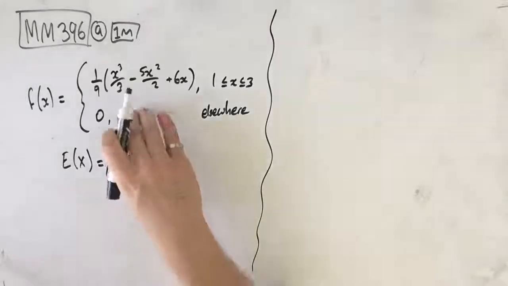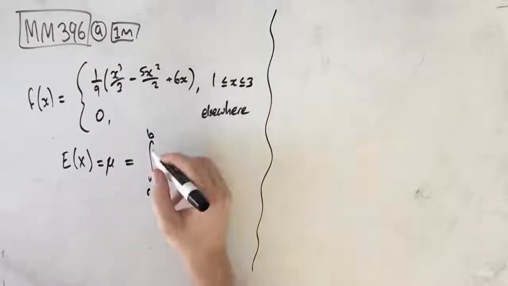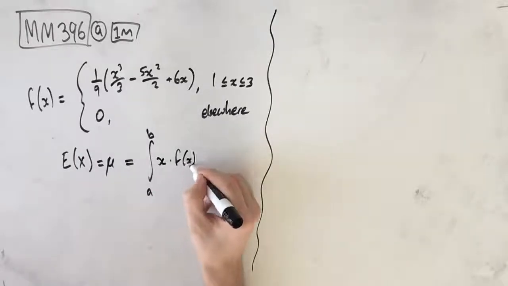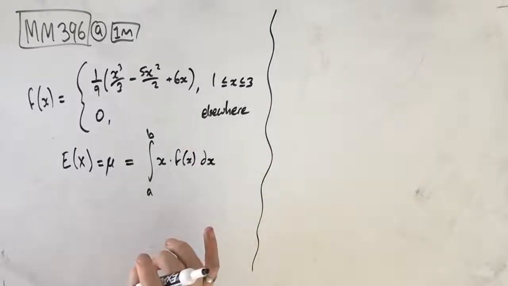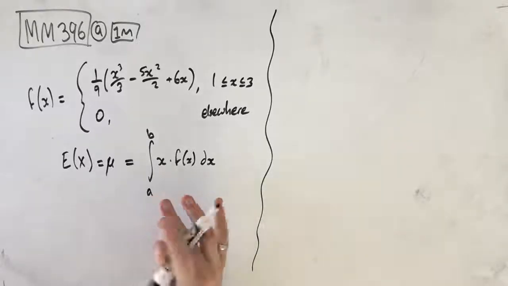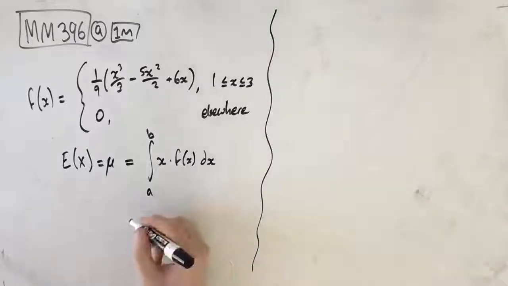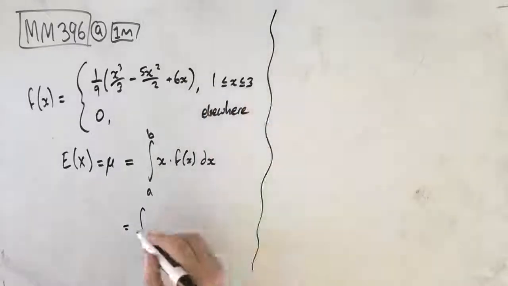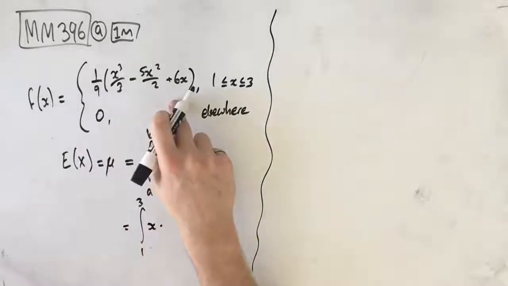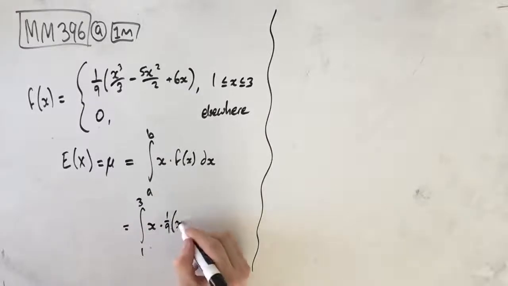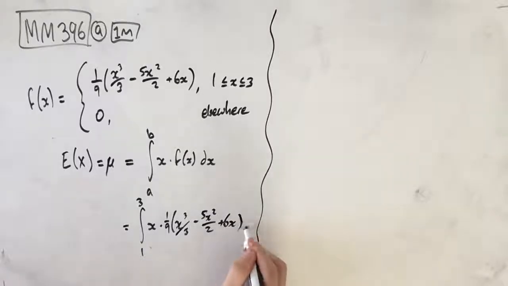Okay? And in a continuous probability function, to find our mean, we take our integral from our lower to our upper, and we do x times f of x inside that function. So, because this is a 1-mark question, all we need to do is fill in the blanks here, and then put that into our CAS, and we'll get our answer. Okay, so our lower and upper are 1 and 3, x times f of x, which is our function here. So times 1 on 9, x cubed over 3, take 5x squared over 2 plus 6x dx.